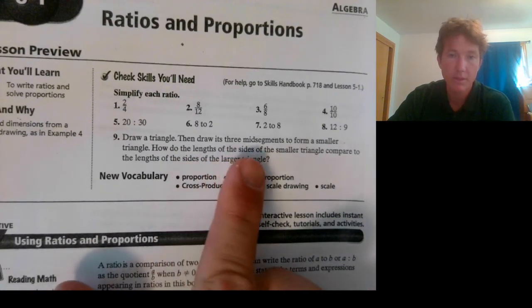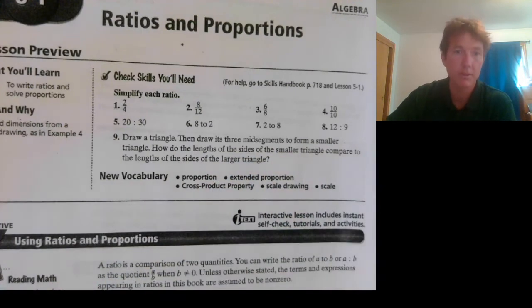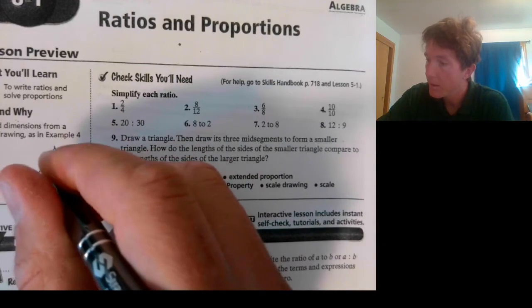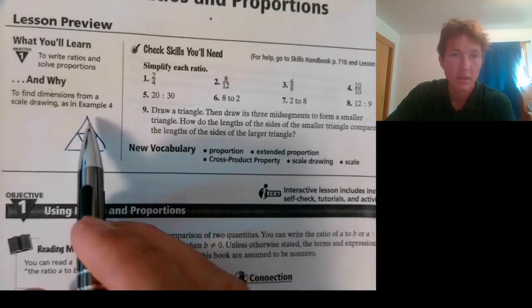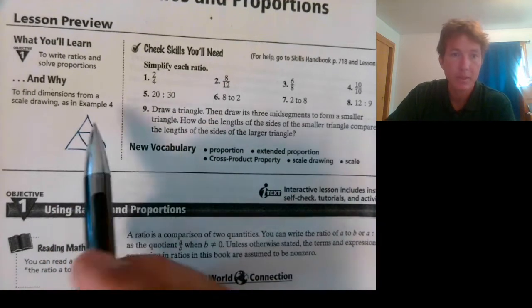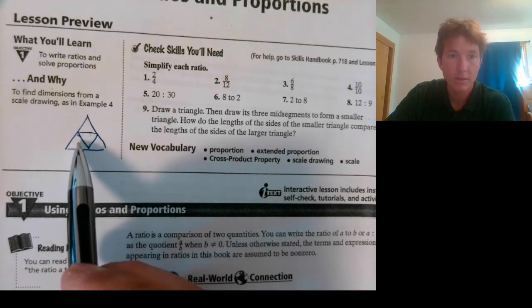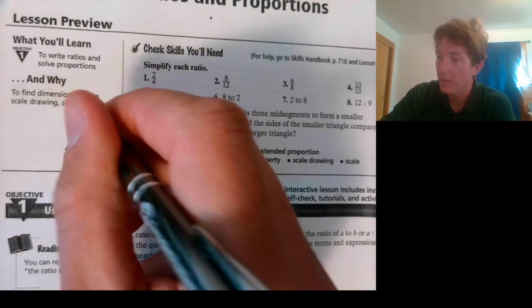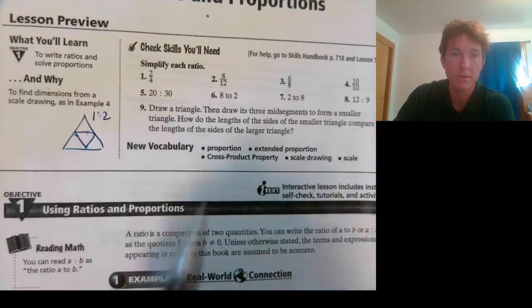Draw a triangle and draw its 3 mid-segments to form a smaller triangle. How do the lengths of the sides of the smaller triangle compare to the lengths of the sides of the larger one? Okay. So we're talking about this. Here's our outer triangle. If I drew it from the mid-segments, that means that each of these is 1/2 the length of the outer triangle. So we're looking at a 1 to 2 ratio. This would be the smaller, this would be the larger, 1 to 2 ratio.